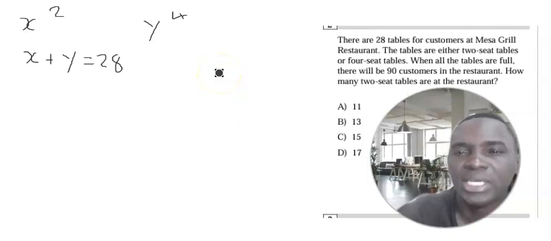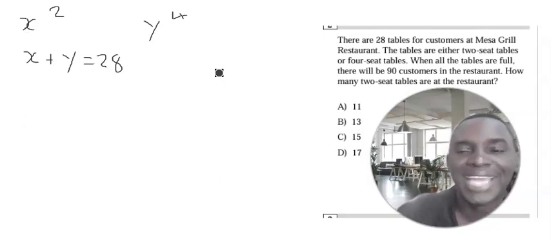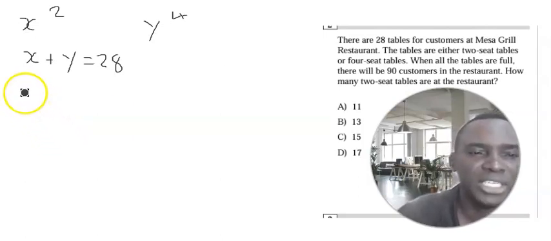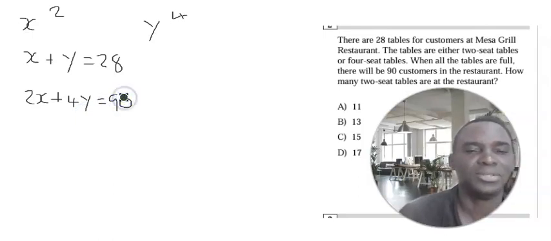The second statement says that if the restaurant is filled up, there will be 90 customers. What that means is that the two-seat table is 2x, plus the four-seat table, that is 4y, because four persons are sitting there. The total number of persons will be equal to 90. Do you understand that? Equals 90. Do you understand that now?